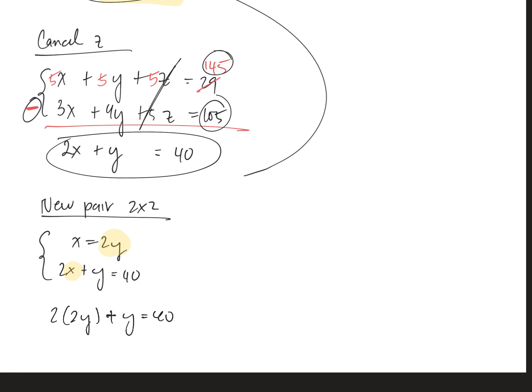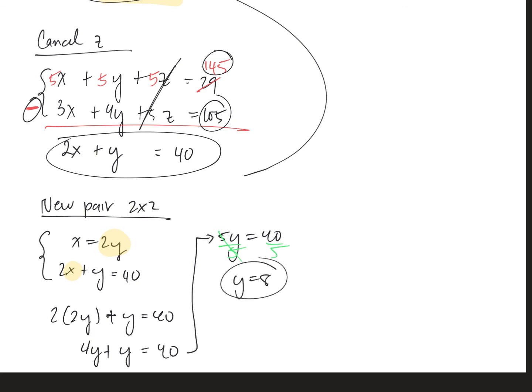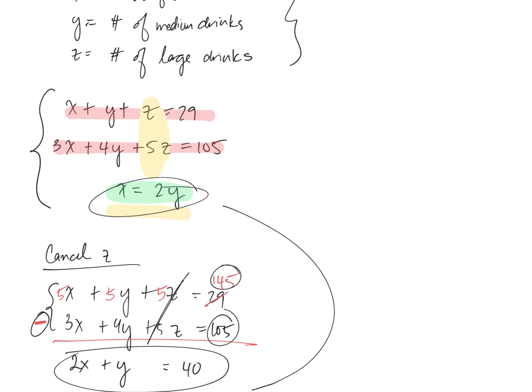So then 2 times 2y, that's going to be 4y, and we have 5y equals 40. Dividing both sides by 5, we get that y is equal to 8. Almost done. We need to find the other two. So we know y is equal to 8. So let's go ahead and use this equation here to solve for x.